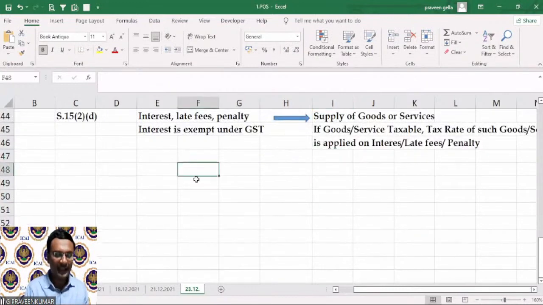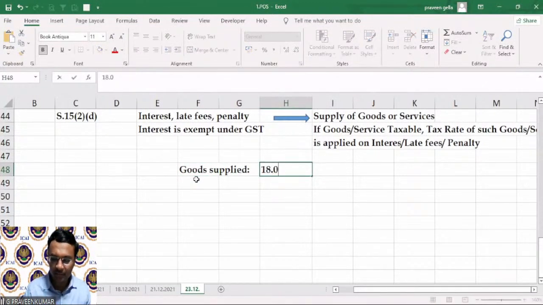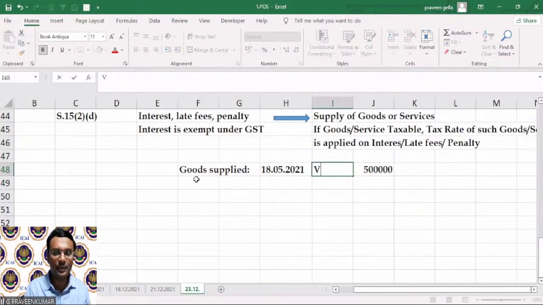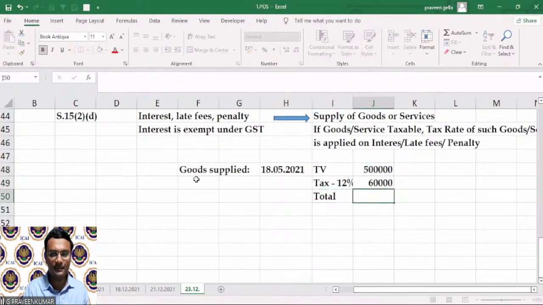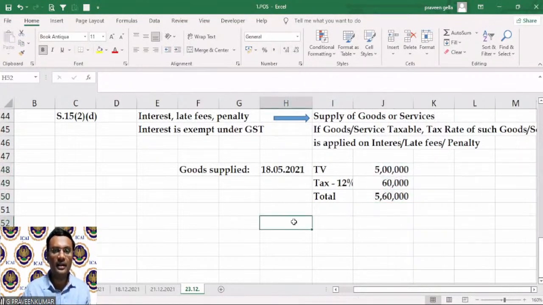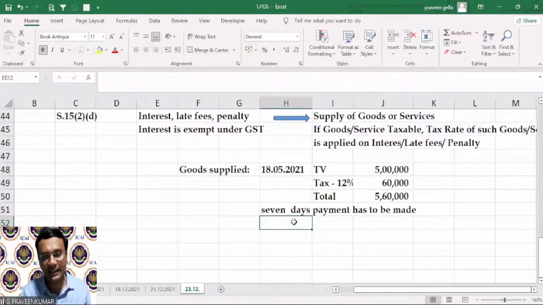Let us take an example. Say goods are supplied on 18th of May 2021 for a sum of rupees 5 lakh. I'll say value, transaction value. TV is your transaction value. Tax, say at the rate of 12%. On this 12%, total 5,60,000. Now, the terms and conditions are that within 7 days payment has to be made. But the customer defaulted.